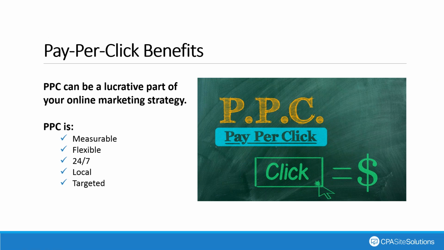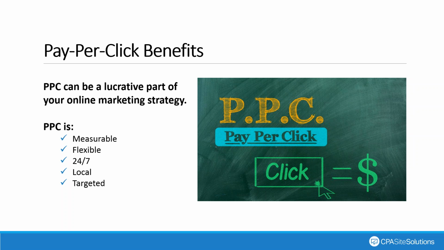So I want to spend a little bit of time talking about the benefits of pay-per-click. And pay-per-click can be a really lucrative part of your online marketing strategy. And these are some of the reasons why. Number one, it's measurable. So you can measure results. You can see through reports in a dashboard how you're spending your money and how many people are clicking on your website, and you can actually determine conversion rates of number of people who click or call you based on that advertising. It's flexible.